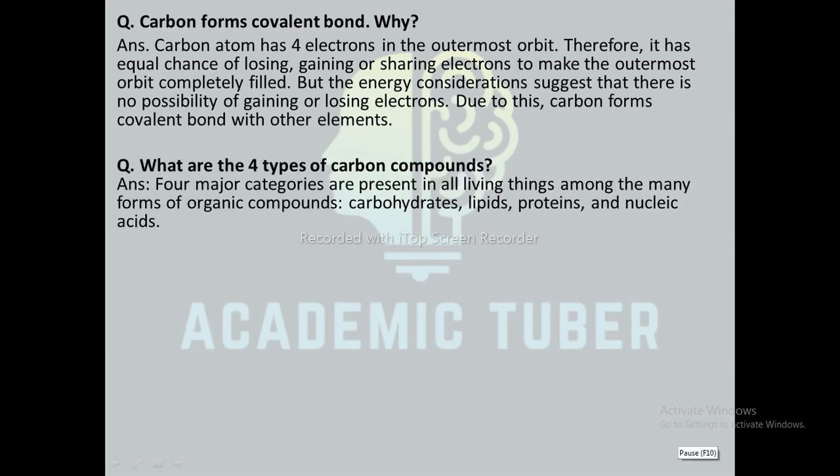What are the 4 types of carbon compounds? 4 major categories are present in all living things among the many forms of organic compounds: carbohydrates, lipids, proteins, and nucleic acid.